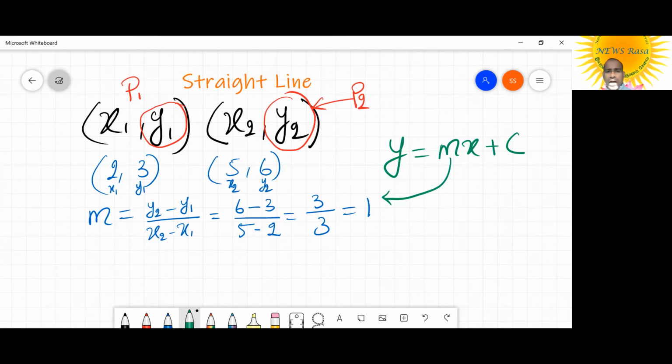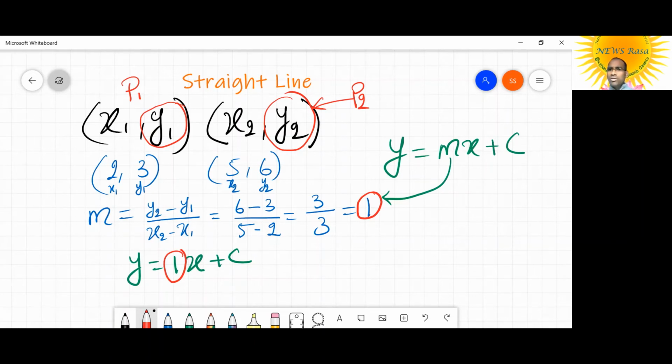So what we're going to do now is, we worked out the gradient m as 1. So what do I write down the equation as? I'm going to write 1x plus c. Why is it 1x plus c? Because I'm just substituting the value of the gradient m as 1 into the equation y equals mx plus c. You're with me so far? That's great. Let's go to the next step.